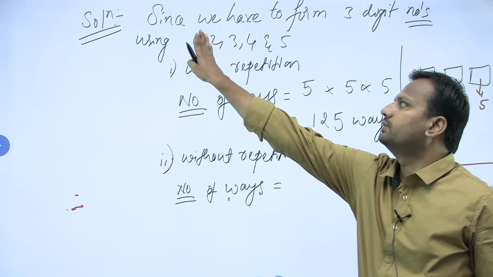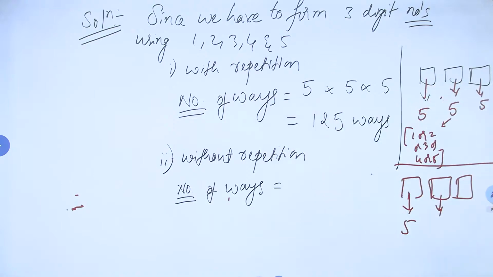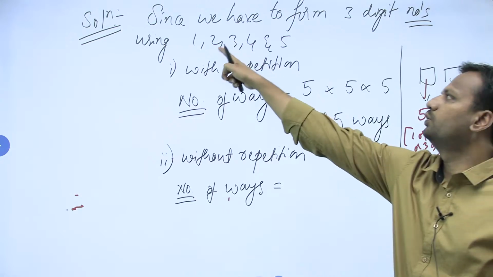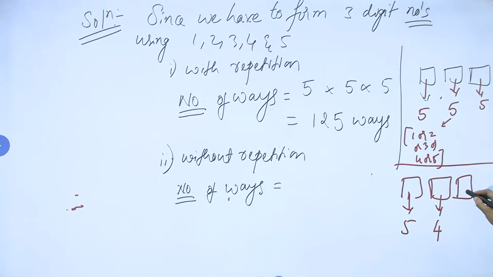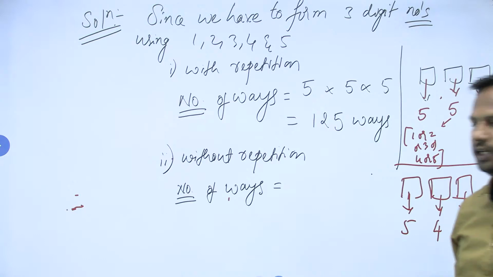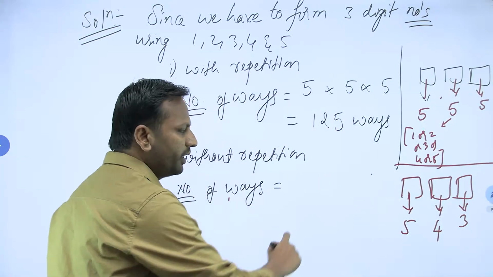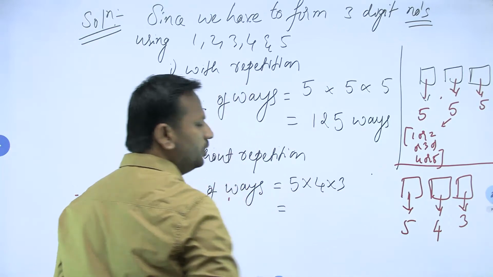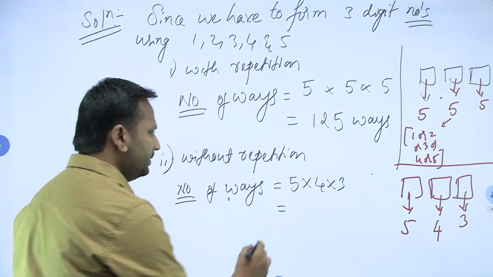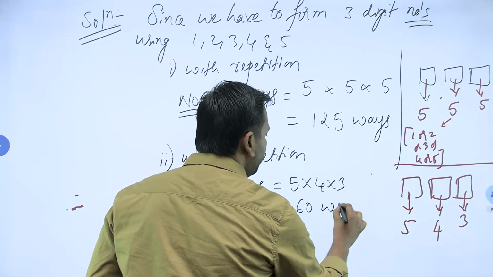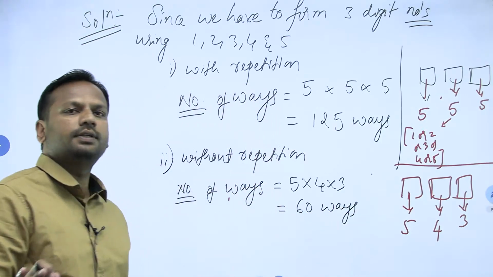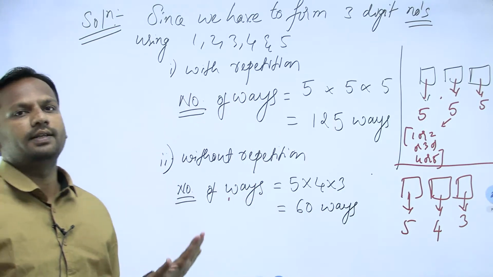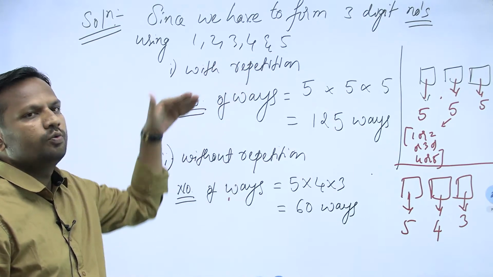So if you delete this 1, how many are left out? 4. So in 4 ways you can fill this. And if you have filled number 3 in the second vacant place, how many are left out? 2, 4, 5. That is 3 numbers. So in how many ways can you fill the unit place? 3 numbers. So by the FPC rule, I have to multiply 5 into 4 into 3. 5 4s are 20, 20 3s are 60 ways. In 60 ways you can form the 3-digit number using 1 to 5 without repetition.